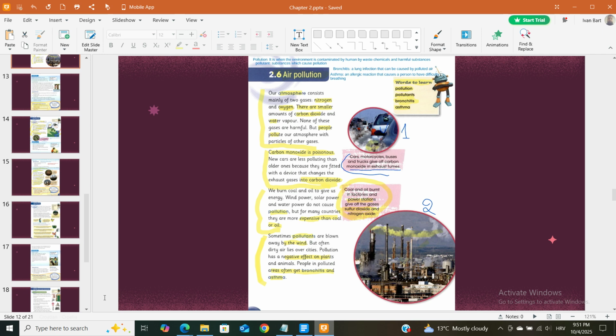Cars, motorcycles, buses and trucks give off carbon monoxide in exhaust fumes. Coal and oil burnt in factories and power stations give off the gases sulfur dioxide and nitrogen oxide.